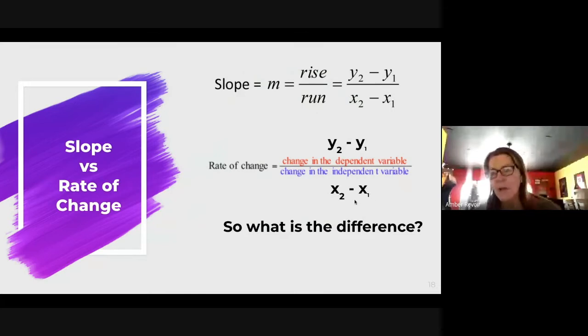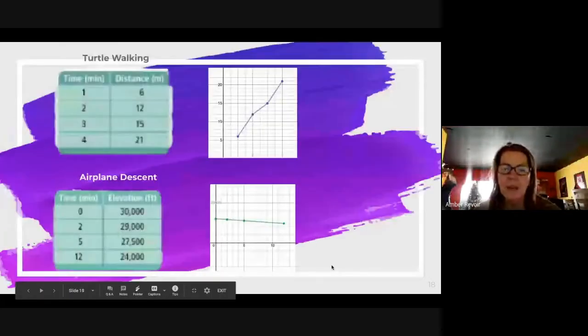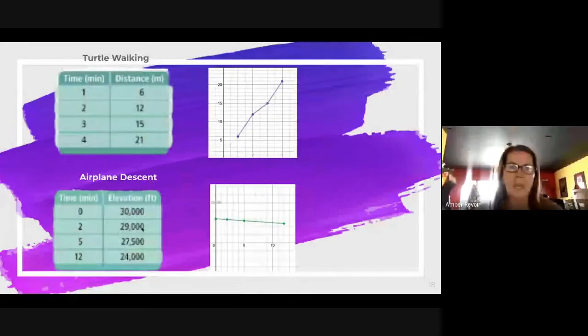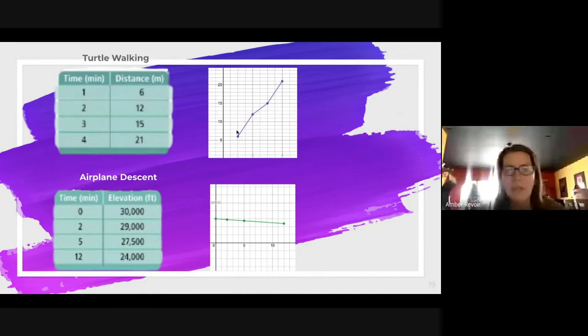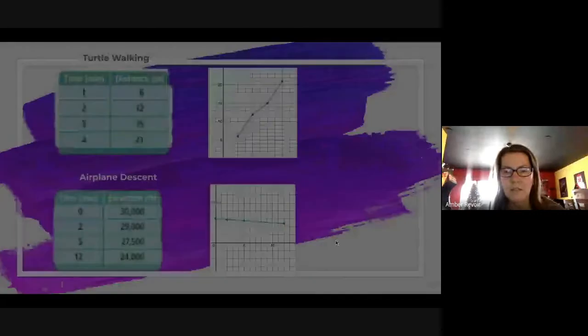And in some aspects, yes, it's the same. The formula is really the same to find them. But we're going to find out what the difference is here. As we look back at these other examples that we went through on finding out if they were a constant rate of change or not, we had the table on the turtle walking and the table on the airplane descent. If you look over here at the turtle walking, you'll see that this is not a straight line, okay? And on the airplane descent, we do have a straight line, okay? So what does that mean?